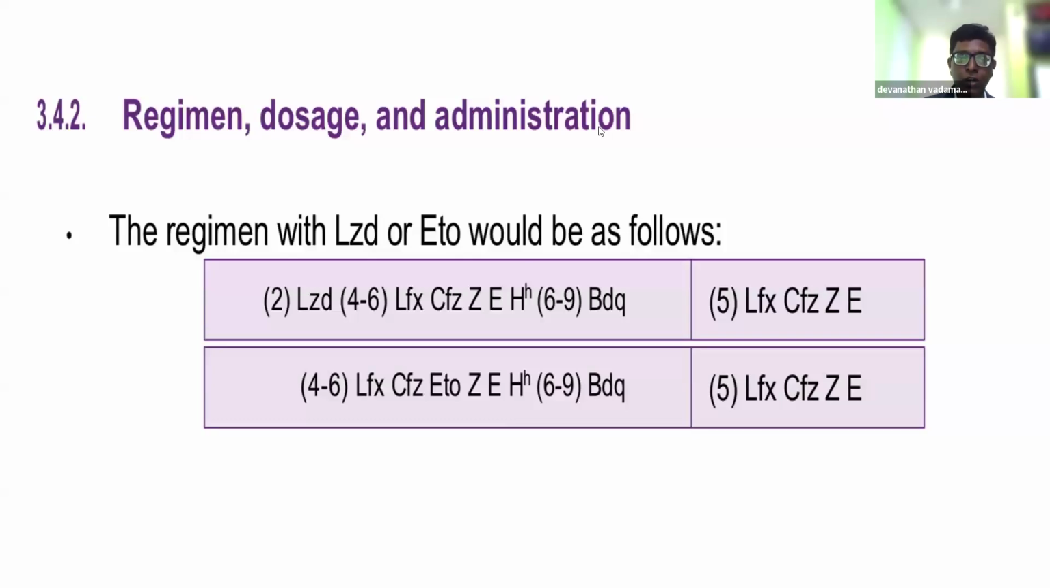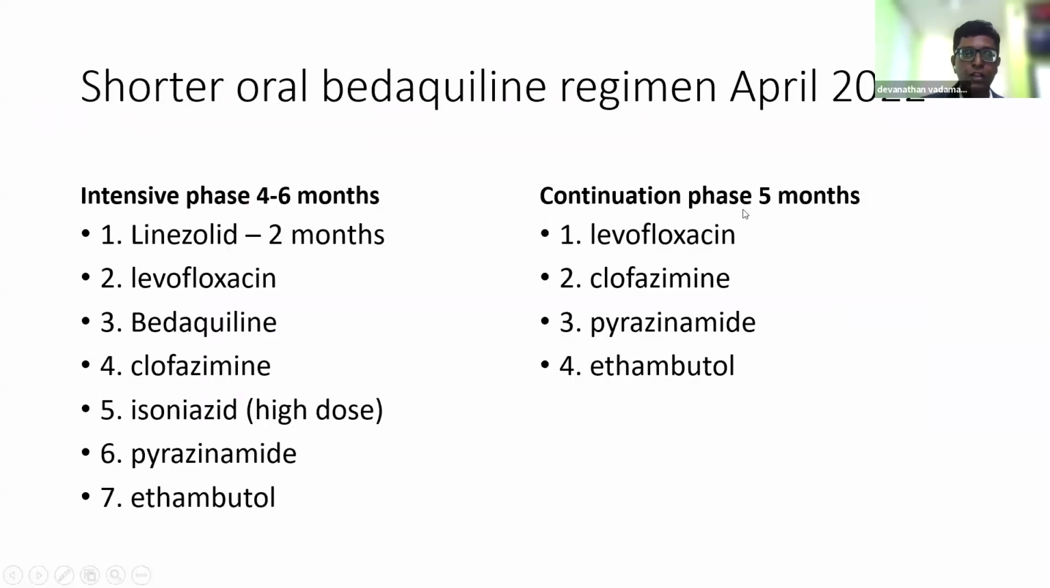But with regards to the shorter MDR regimen, the first difference is you have an intensive phase and a continuation phase. In the intensive phase, we have 7 drugs. We have 4 drugs in the continuation phase. These 7 drugs will be given for 6 months. These 4 drugs will be given for 5 months. So 6 plus 5, 11 months regimen. In the 6 months, we will be giving 7 drugs. In the continuation phase, we will be giving 4 drugs. This is sufficient. So this is a regimen we have been following.